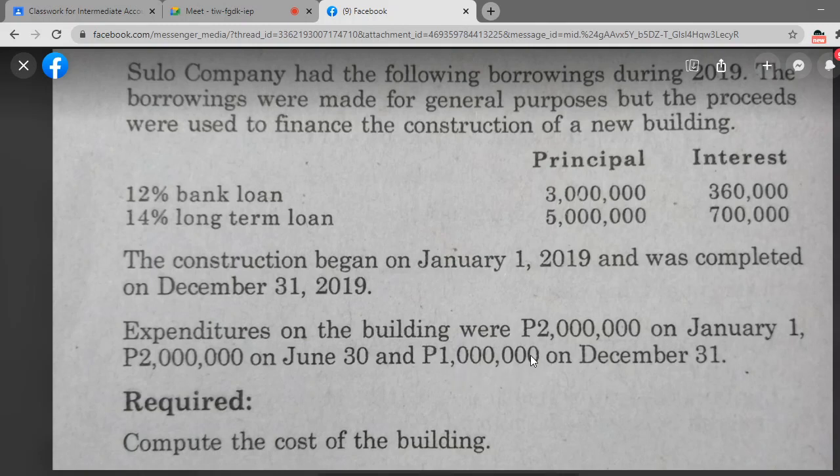Ma'am, bakit 5 million lang? Kasi nga, di ba, this is a general borrowing. So, maybe the rest of the 3 million ginamit sa ibang mga bagay, okay? So, of the 8 million and the 360 plus 700 interest, how much will go to the construction of the building or to the cost of the building? That is what we're going to compute.